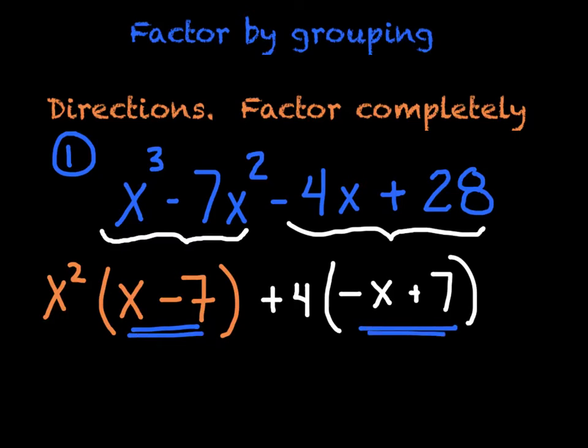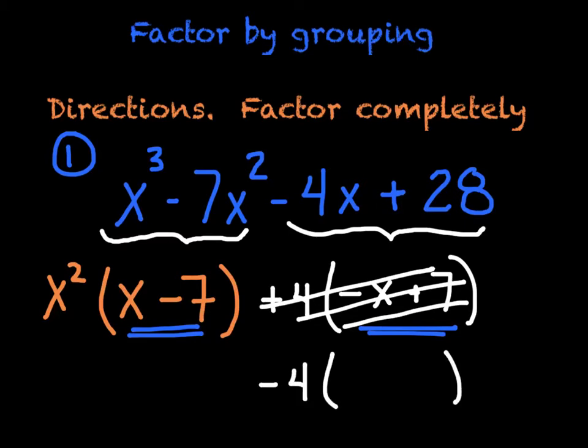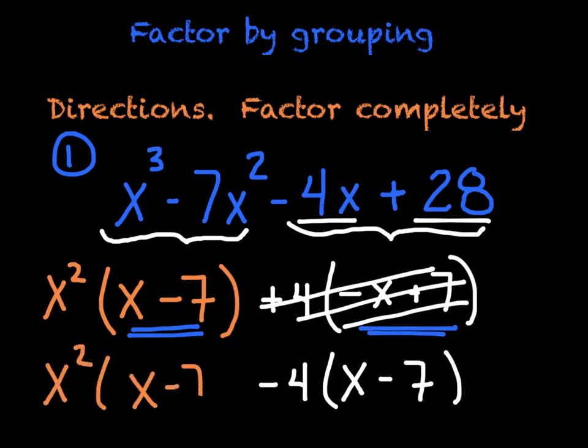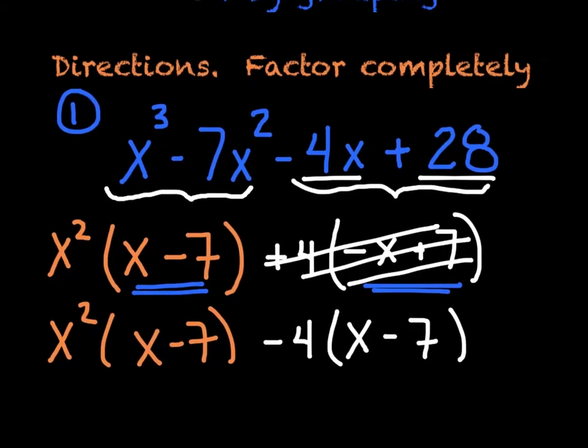No. So what I want you to do is scratch this out, and instead of pulling out a positive 4, let's pull out a negative 4. Now divide both terms by a negative 4. Well, negative 4x divided by negative 4 is x, and positive 28 divided by negative 4 is negative 7. Now, are those two terms the exact same? I hope you're saying yes.